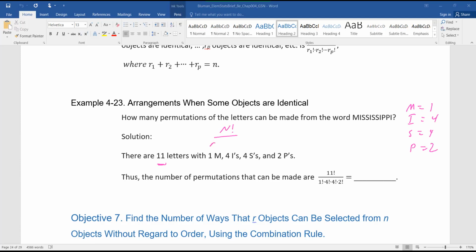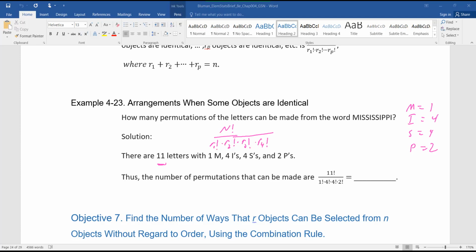over R1 factorial, sorry, times R2 factorial times R3 factorial times R4 factorial. And those are all the different options I have for each letter. So that's how they get 11 factorial on top. My M only had 1 option, so that's 1 factorial. My I's, I had 4 options, so that's 4 factorial. My S would be 4 factorial because I had 4 options. And then my P would be 2 factorial because I only had 2 of those options.